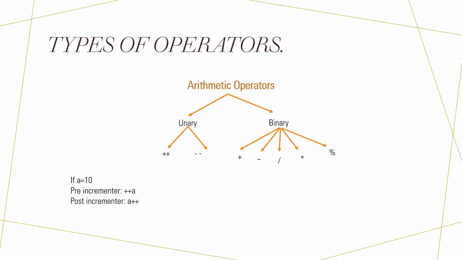Moving on to the binary arithmetic operators, these are basically the connecting operators between two operands. Like in the previous example, we learned 2 plus 3. Likewise, 2 minus 3, or 5 divided by 10, 5 multiplied by 10, or 5 modulus 10. This percent sign is known as the modulus, which gives the remainder after dividing the two numbers.